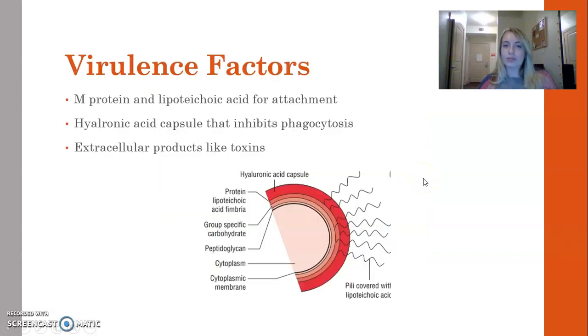So it has a couple different virulence factors on the bacteria itself. However, the most important ones are these 3. It has an M protein and lipoteichoic acid that help it attach to the cells. It has a hyaluronic acid capsule, and that's what inhibits phagocytosis, which makes it really hard for our white blood cells and our other cells to kill. It can produce an extracellular toxin that can cause a couple different types of infections in our bloodstream and in our body.